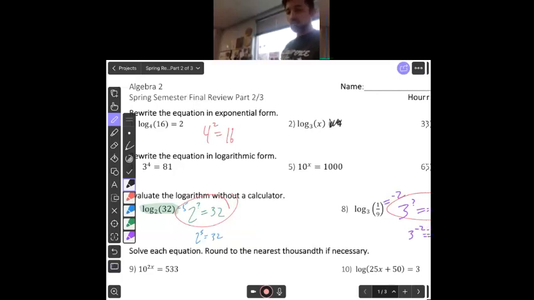Sam, what's the question there on 2? Four's not there. Log base 3 of x. What does that mean? What does it mean? What's the question you're being asked?